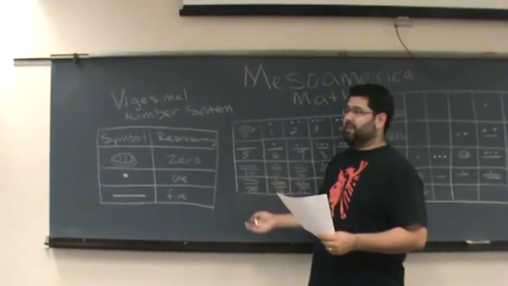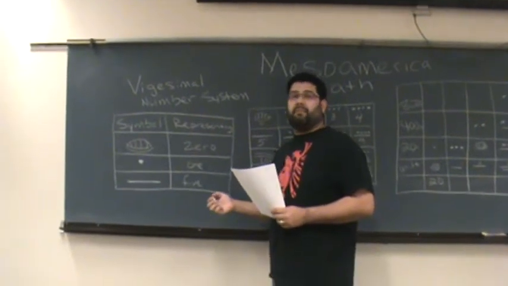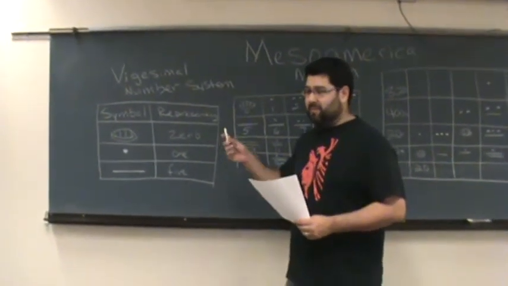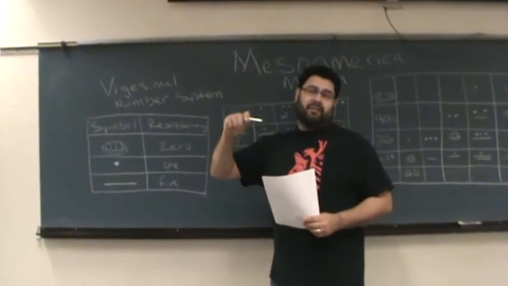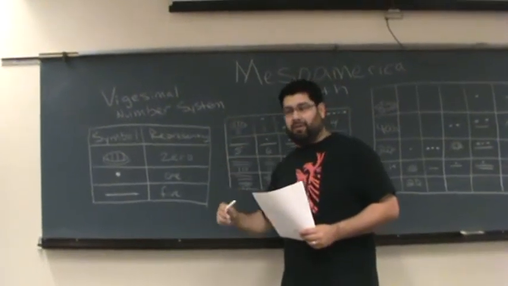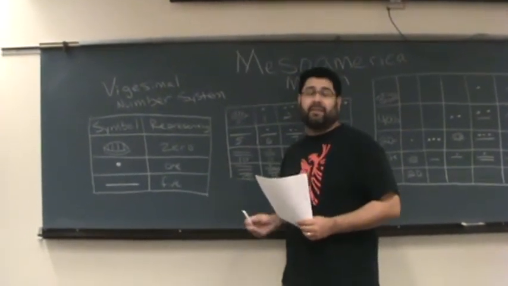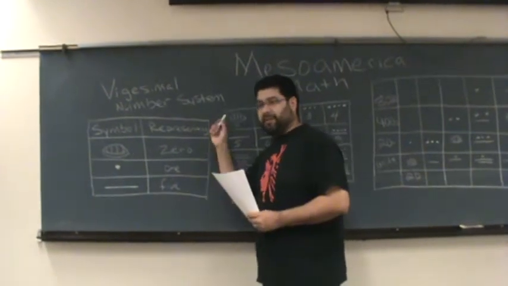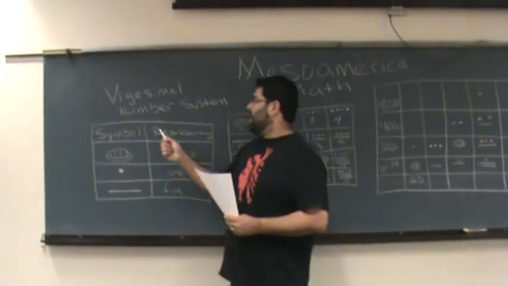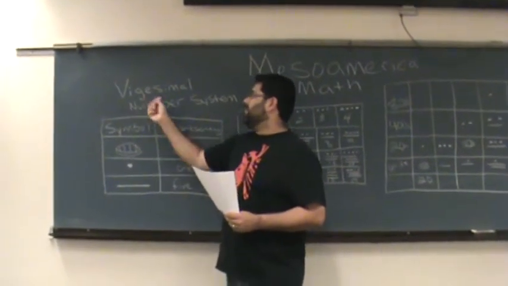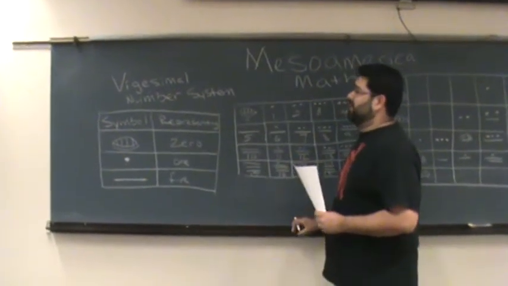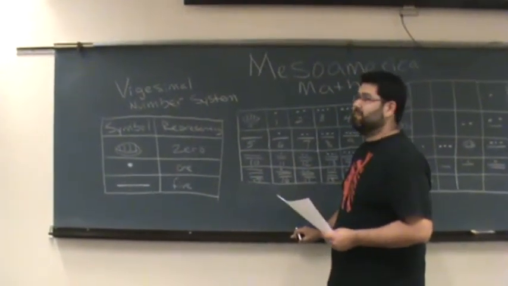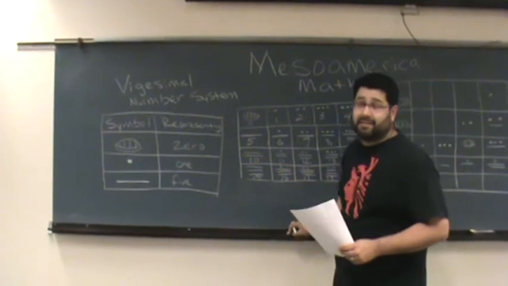So here's the way math was done in Mesoamerica. Mesoamerica is considered the southern half of North America going all the way down to Central America and a tiny piece of South America, if you can picture that. But Mesoamerican Math uses the visual number system, which is a base 20 system.